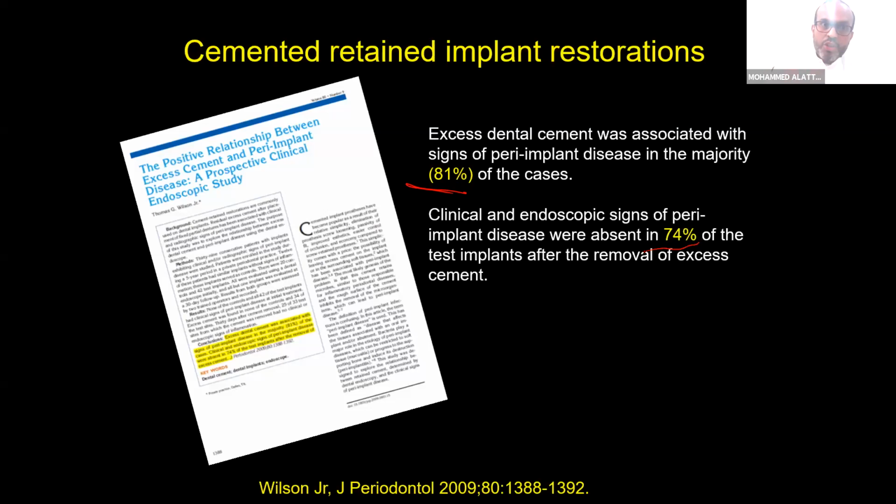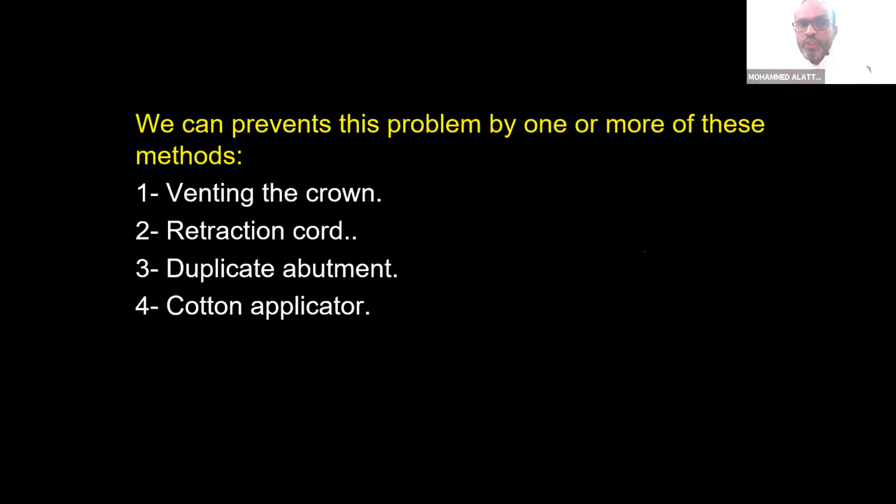How can we prevent the excess cement? We have a lot of techniques. We can do venting of the crowns, retraction cord, duplicated abutments, and cotton applicators. All of these, this one and this one and this one, will be difficult to do, but the duplicated abutment, you should do it for all of your cases.